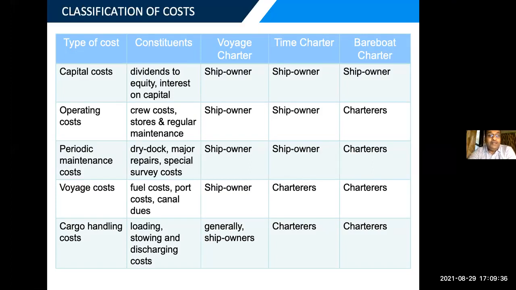Thank you for unmuting. You tell me, dry dock expenses in case of a bareboat charter is borne by? Charterer, sir. It is borne by charterers. Absolutely right. When you say bareboat charter, it should immediately strike you that most of it is going to be borne by the charterer. Absolutely right.